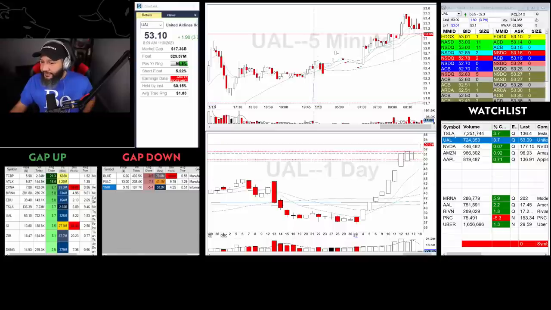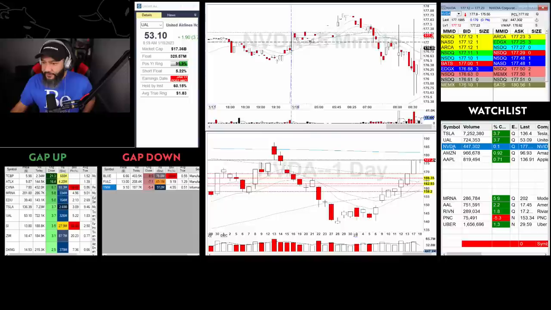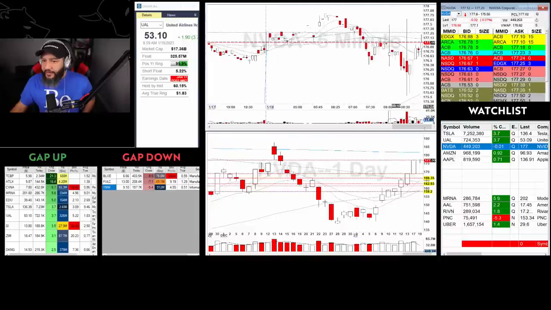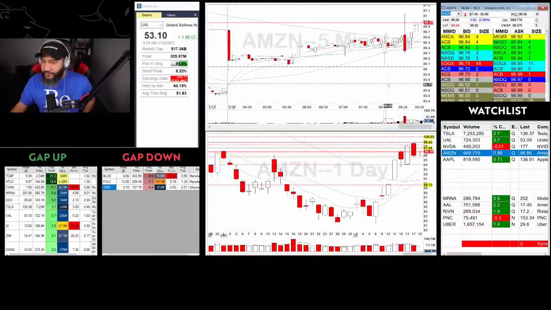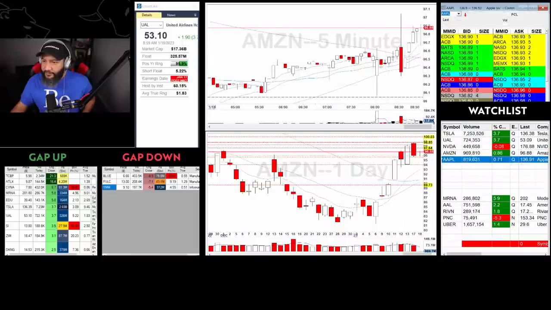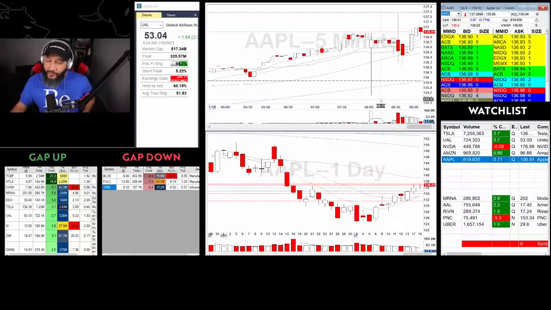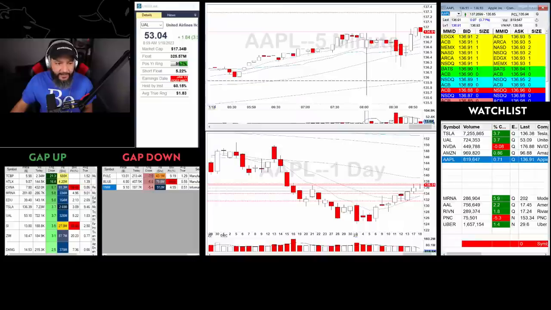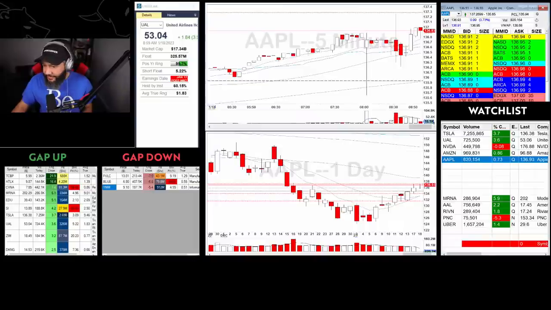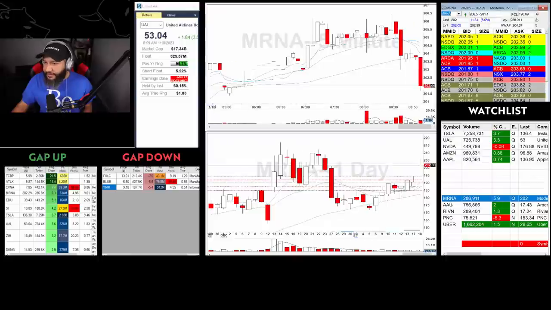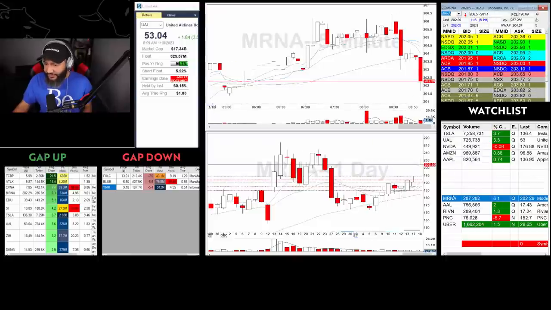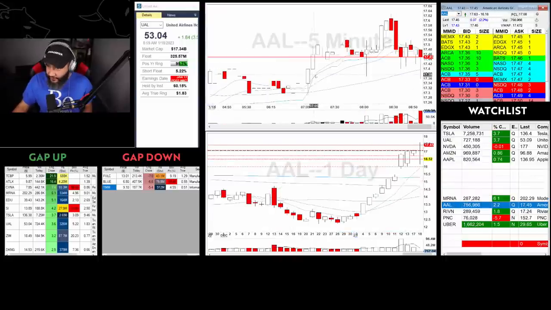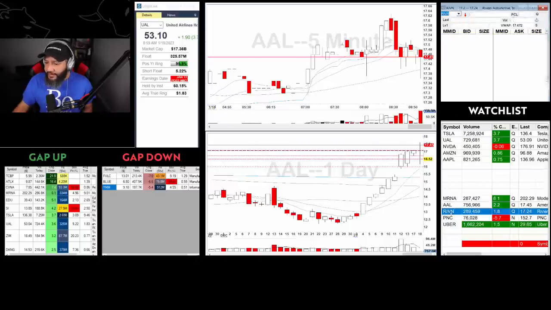So at the moment we have Tesla, we have United, we have Nvidia, we have Amazon as well doing some stuff here. Everything seems to be pushing northeast at the moment. Apple also getting some good volume right now, 819,000. I definitely like this on here. As far as secondary, I have mRNA, which has a nice gap up of 6%. I just don't trust this ticker is going to trade very well. American Airlines, sympathy play with United.